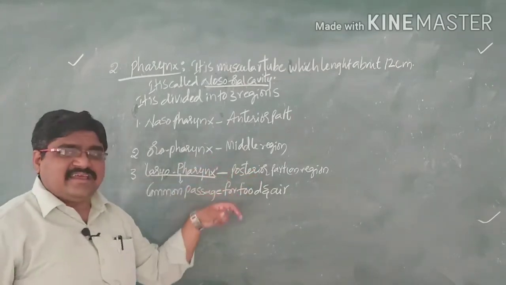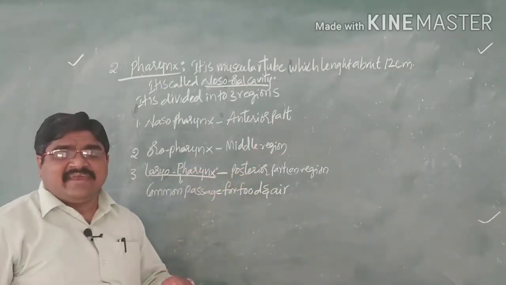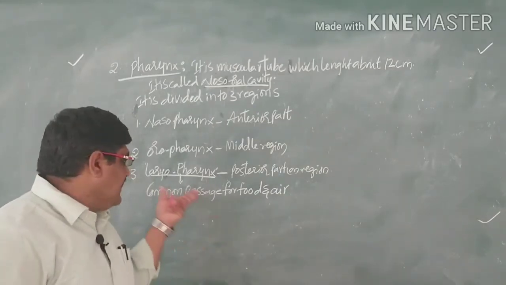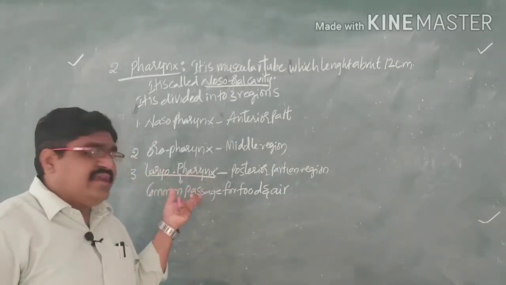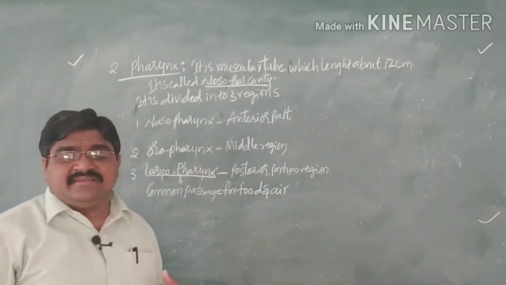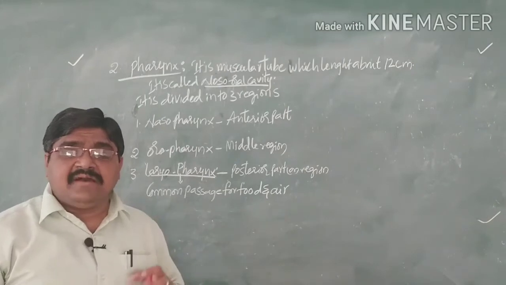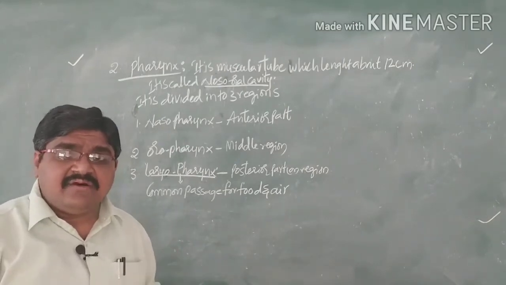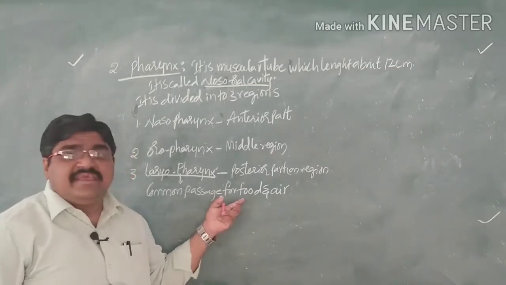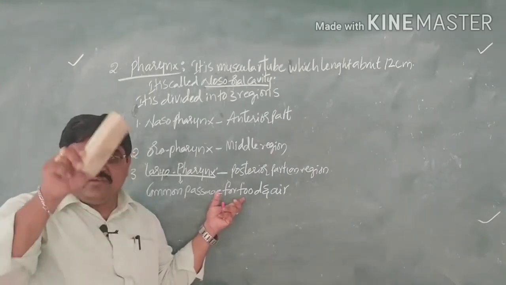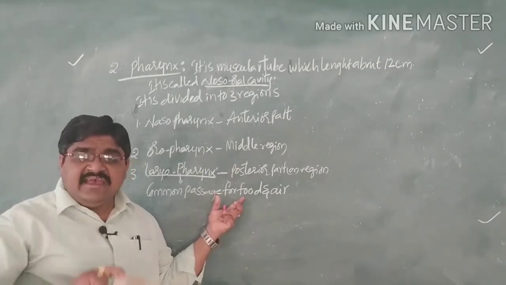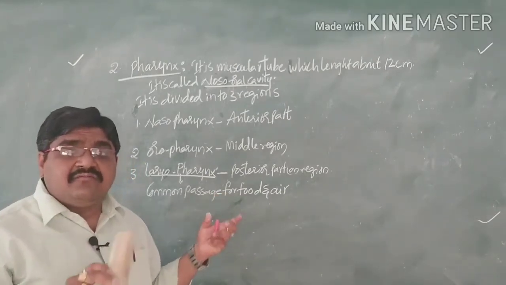The last part of the pharynx is connected to the larynx, so you can call it the laryngopharynx, where it is a common passage. Why can we call the pharynx a common passage? Because it allows both air and food materials. Food passes through the pharynx as well as air, so it is a common passage for food and air.